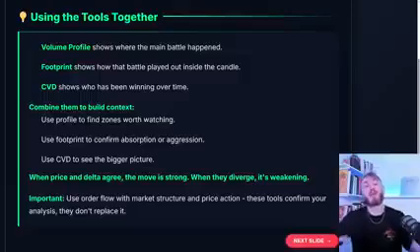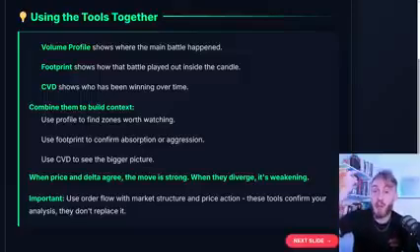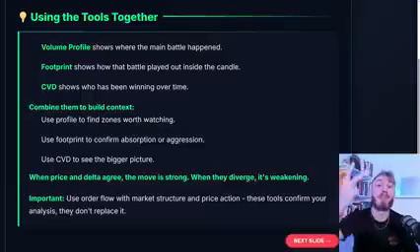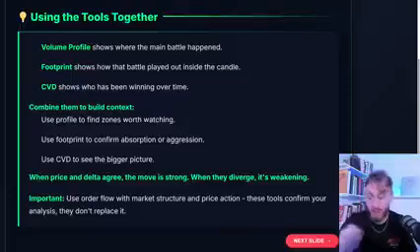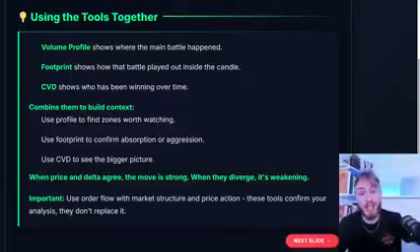But okay, so now you know about the volume profile, you know about the volume footprint, you know about the cumulative volume delta. I would say that you now know more than 99% of traders when it comes to order flow trading. So congratulations if you made it this far in the course.